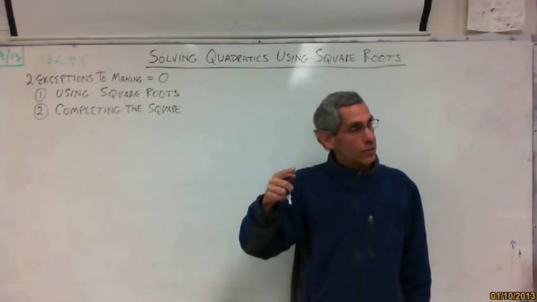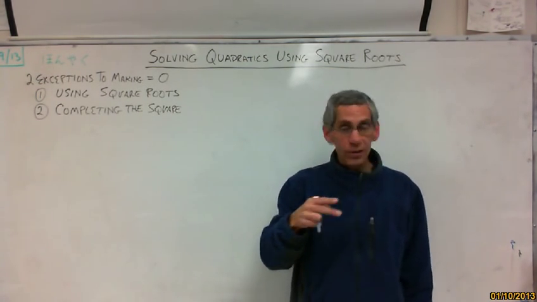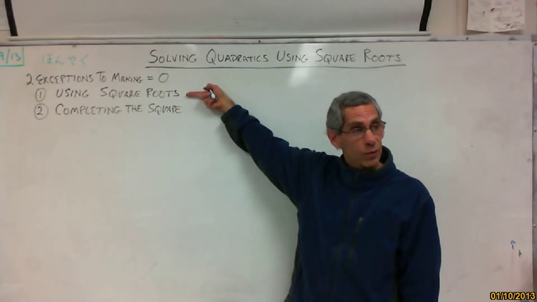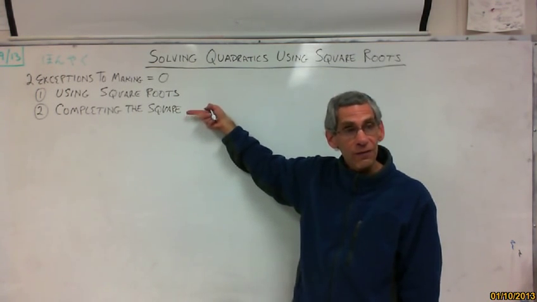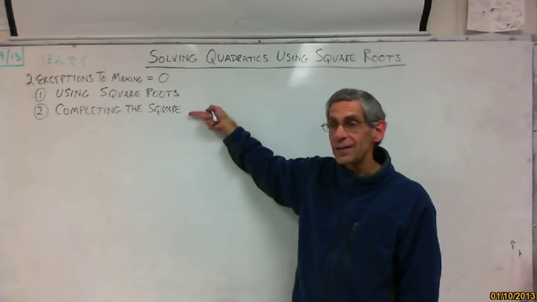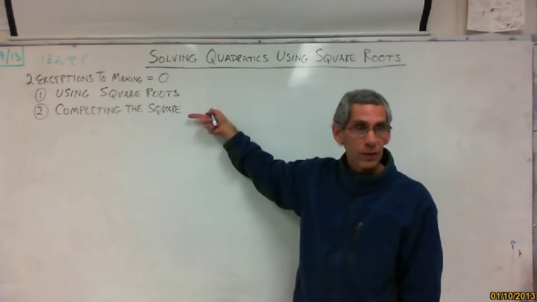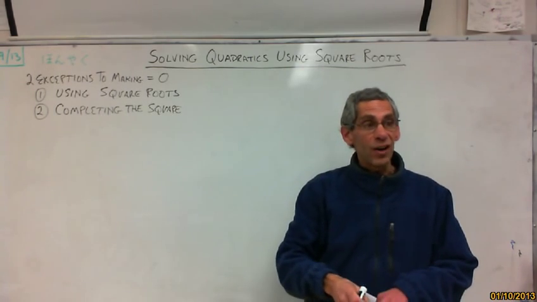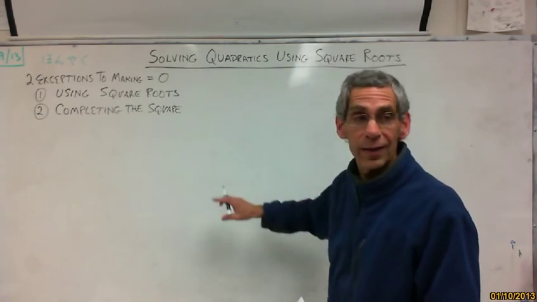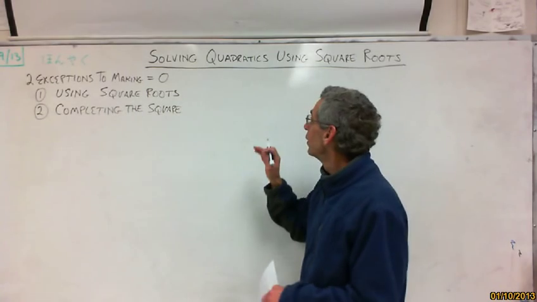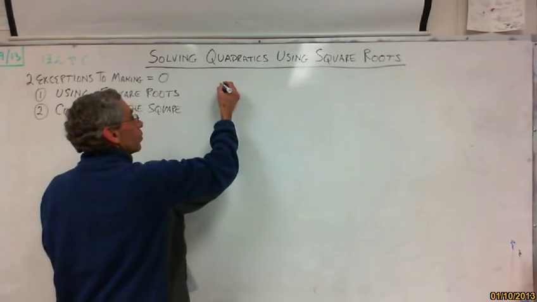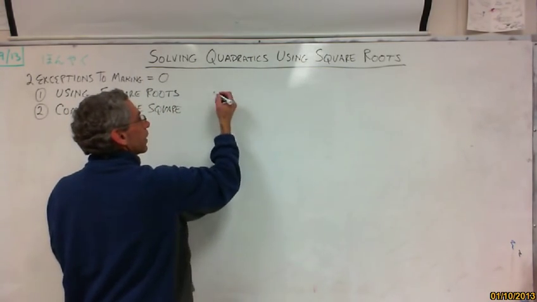There are two exceptions to solving it by setting it equal to 0. The first one is by using square roots, and the second is a very, very famous process called completing the square. Amazing things have been created out of completing the square. You guys are going to get very, very good at completing the square. But that's not for today. That'll be for tomorrow.